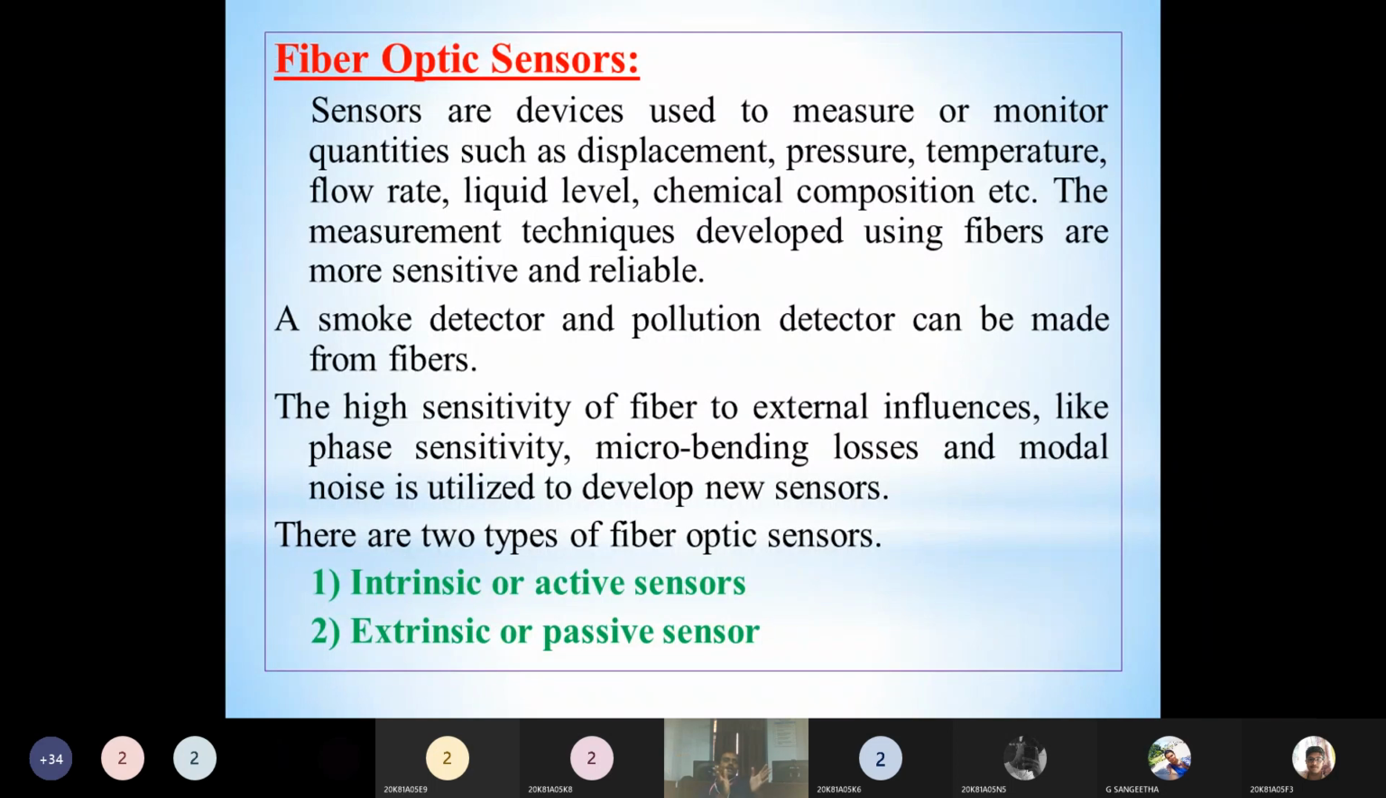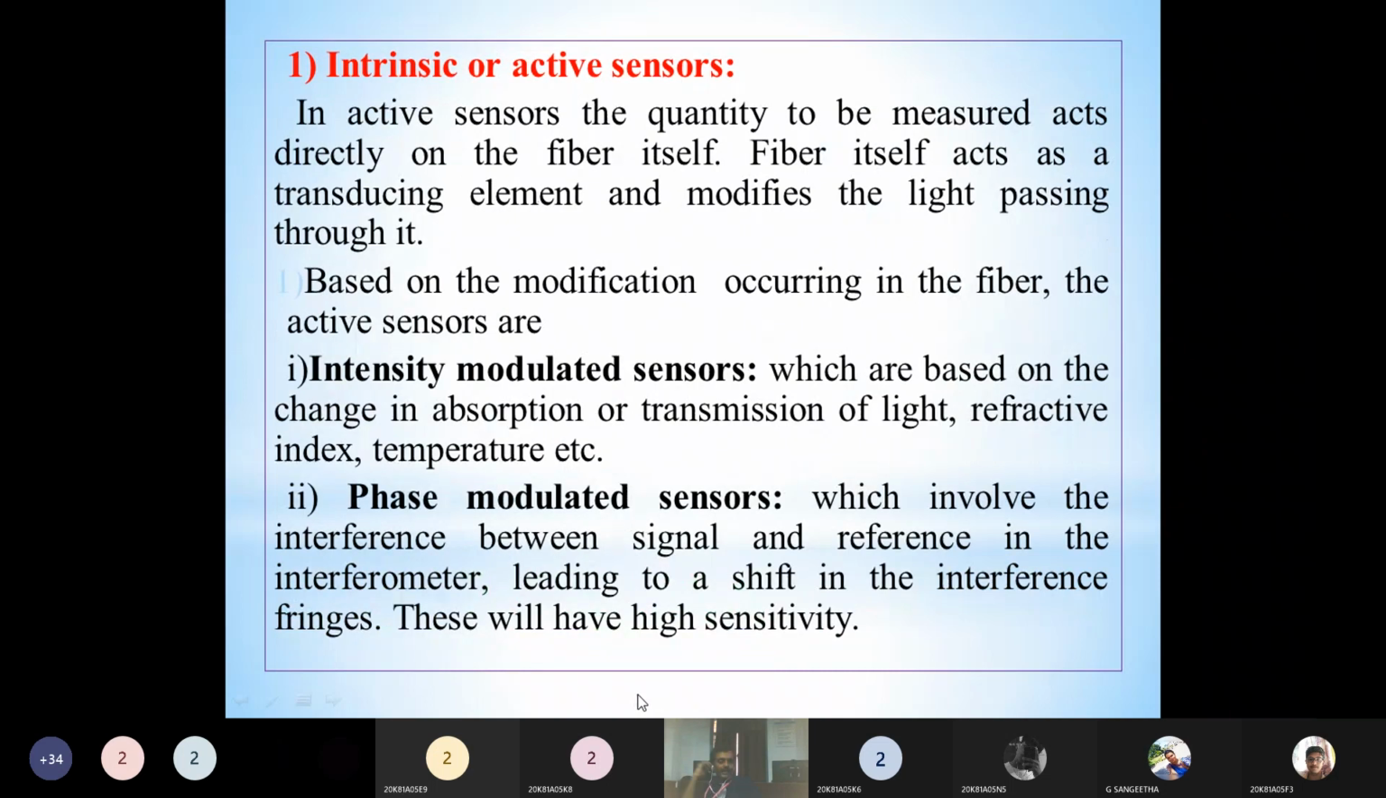In different sensors, their construction will be different, and based on those constructions, we will discuss further. There are two types of sensors: intrinsic or active sensors, and extrinsic or passive sensors. We'll discuss those intrinsic and extrinsic sensors. Intrinsic sensors are also called active sensors. In active sensors, the quantity to be measured acts directly on the fiber itself.